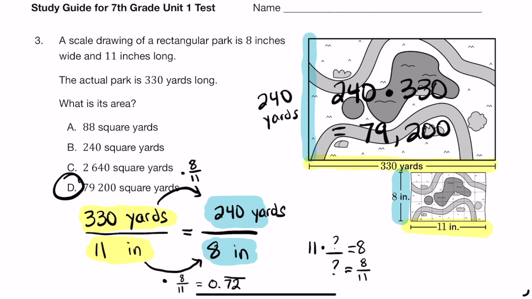So this problem requires two things. First, we have to use equivalent ratios and scales to find the height or the width of the park in real life, and then we multiply the side lengths to find the area. Beautiful.